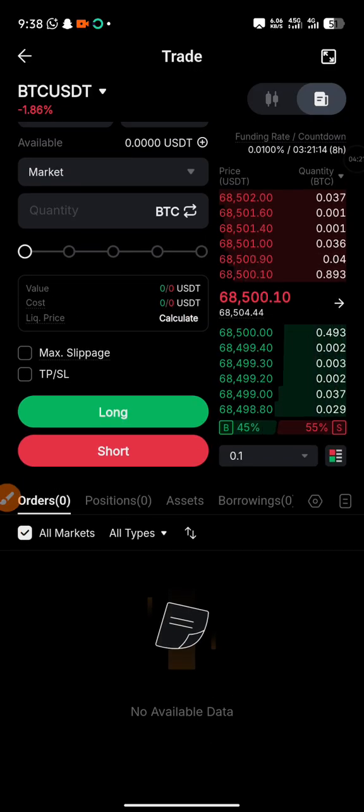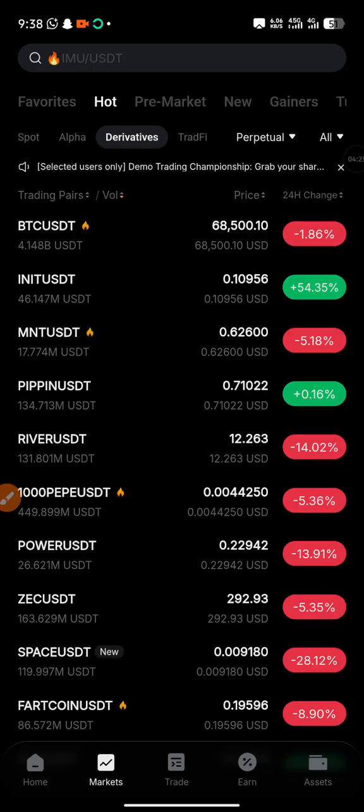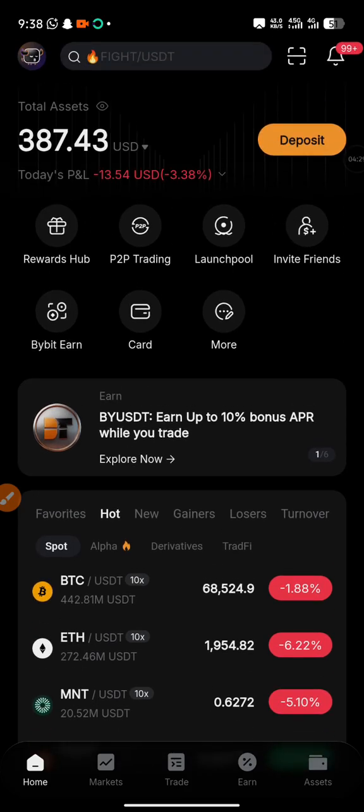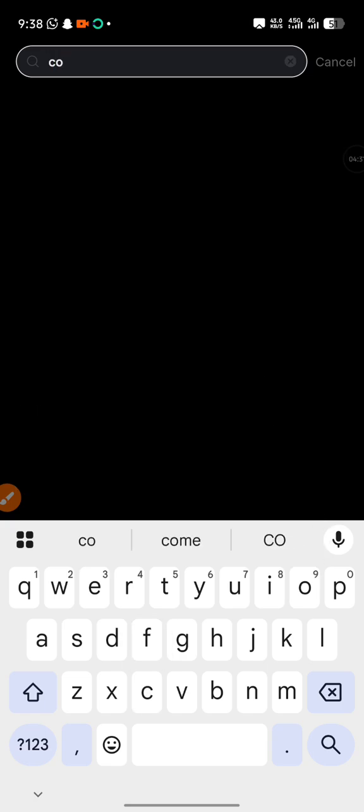Another thing you can use on your Bybit account to monetize it is copy trading. All right, you can deal with copy trading.